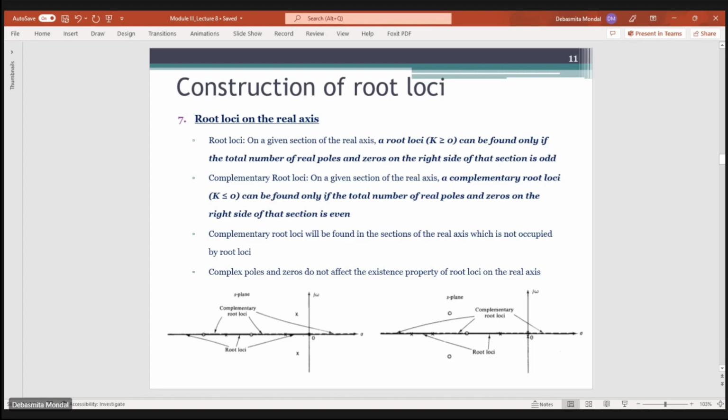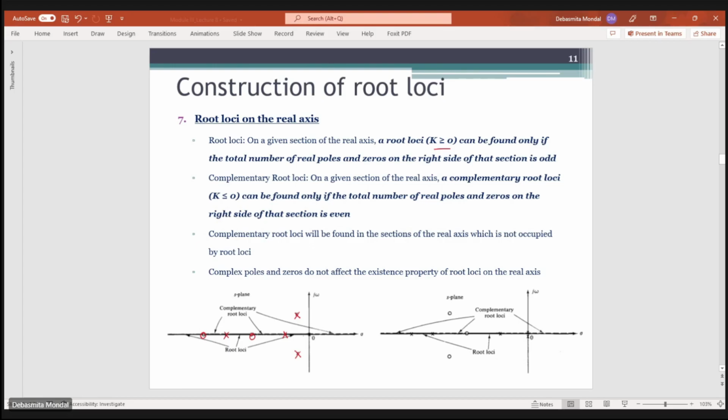So here, let's say we have one pole over here. There is another pole over here. There is a zero here, another zero here. We have 2 complex conjugate poles. So this is the position of the poles and the zeros. Now for K greater than or equal to 0, a root locus will be present on the real axis if the summation of the number of real poles and zeros on the right side of that section is odd.